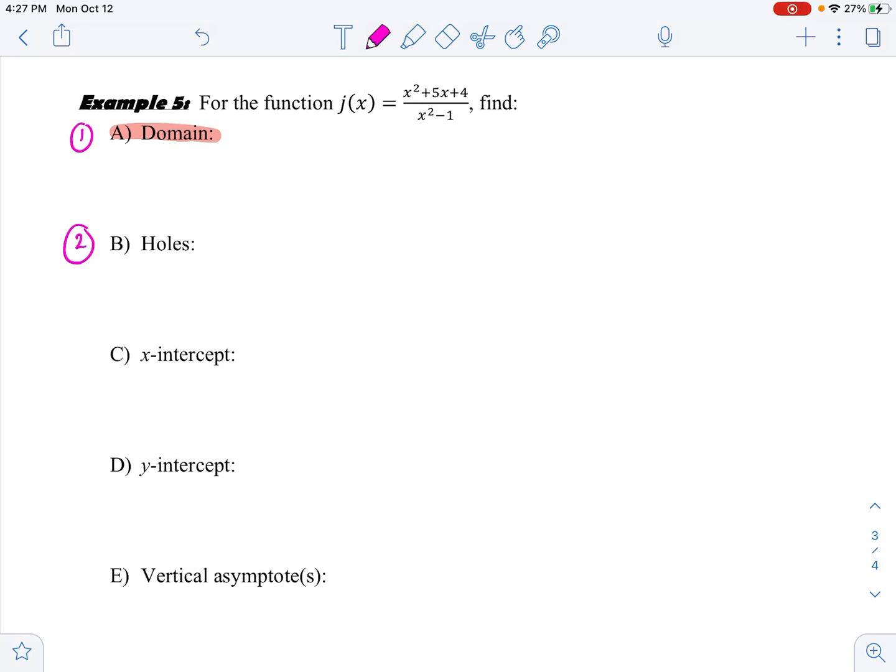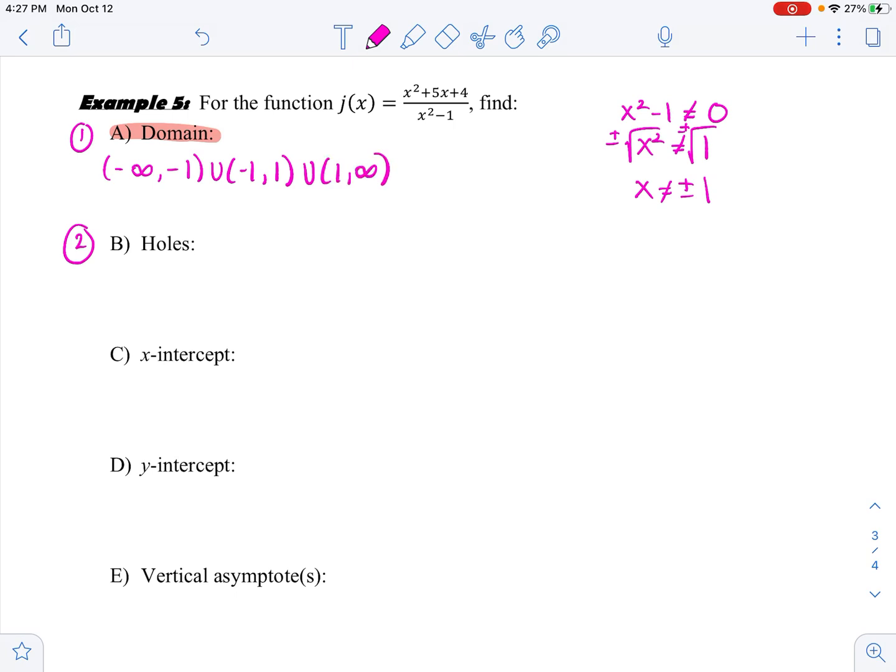Who knows? Okay, so for my domain, I say, are there any restrictions? Yes. Denominators cannot be 0. So I'm going to solve this by adding 1 to both sides, square rooting to solve. So I have x cannot be positive or negative 1. You can draw what that would look like on a number line. I'm going to jump right into doing the domain. So negative infinity to negative 1, union negative 1 to 1, union 1 to infinity. So everything but negative 1 and 1.